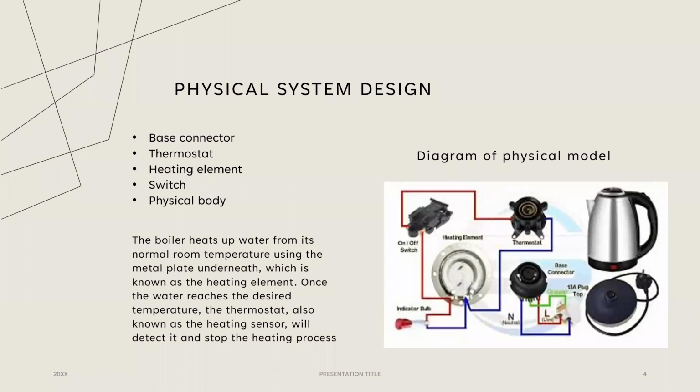My physical system design here, on the right, I have a diagram of the physical model, which consists of a base connector, a thermostat, heating element, switch, and a physical body. The boiler heats up the water from its normal room temperature using the metal plate underneath, which is known as the heating element. Once the water reaches the desired temperature, the thermostat, also known as a heating sensor, will detect it and stop the heating process. And we were aiming that the temperature after this process will be 220 Fahrenheit.